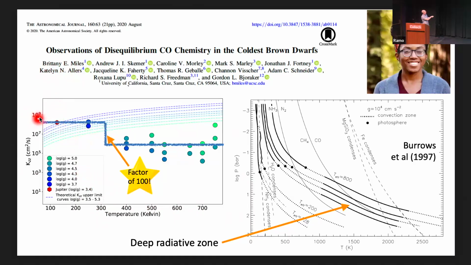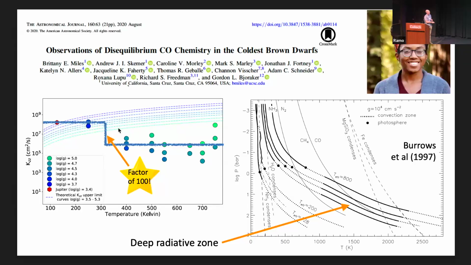Jupiter's over here, pretty vigorous mixing, 10 to the 8. Y dwarf WISE 0855, a cold brown dwarf, over here. And then for some other objects at the Y to T transition, she found that that mixing fell off by around a factor of 100. These warmer objects that have much more vigorous convection, a higher convective flux, seem to be mixing much more sluggishly.